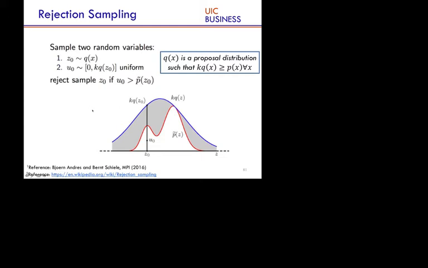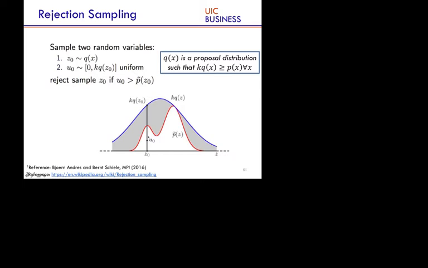Okay, so that's it. Basically, from this blue curve, draw some z naught, so that z naught is here. Then from this vertical line, this interval, draw a u naught in this case, and see where the u naught falls, whether it's below the red intersection point or above the red intersection point. If it's above, you reject. If it's below, you accept.